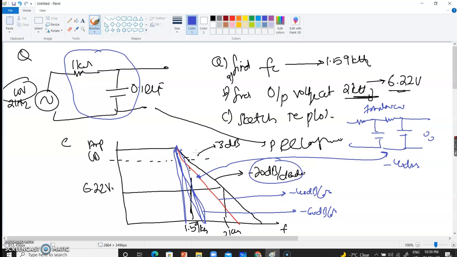All right, so that is all about passive RC low pass filters and what would happen if we cascade the circuit to higher orders.